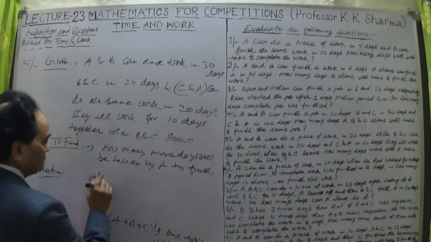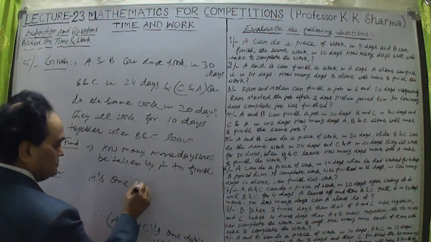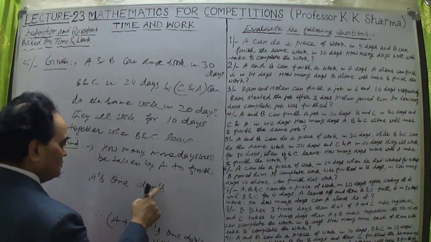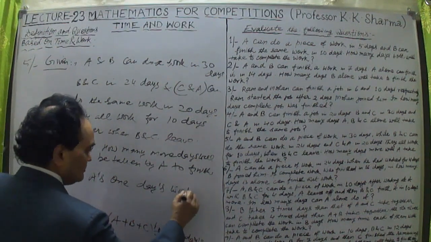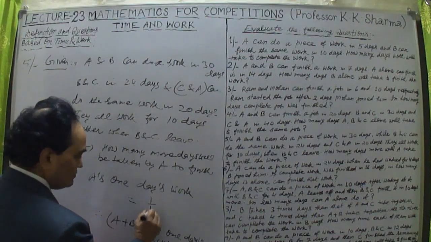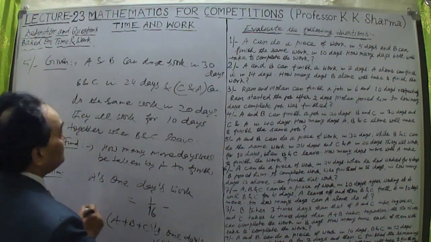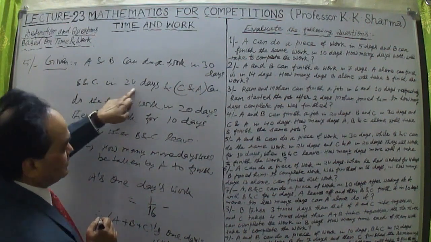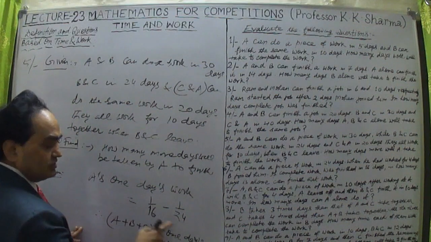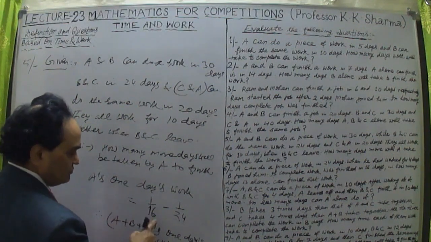So A's 1 day's work is equal to A plus B plus C's 1 day's work, which is 1/16, minus B plus C's work. B plus C is 24, so 1/24 is the rate of B plus C's 1 day's work, and this is 1/16.